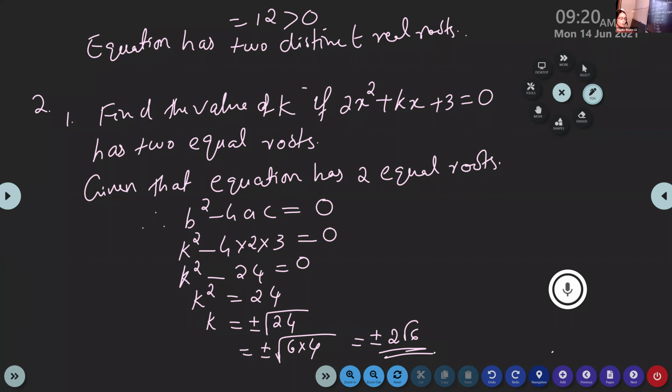Here, given that the equation has two equal roots, so we are using the condition for equal roots. What is the condition for equal roots? We know that b square minus 4ac equal to 0. So substitute: b is k, a is 2, c is 3. Substituting we get k square equal to 24, k equal to plus or minus root 24. 24 we can write as 6 into 4. Root of 4 is 2, 2 root 6. Plus or minus 2 root 6.